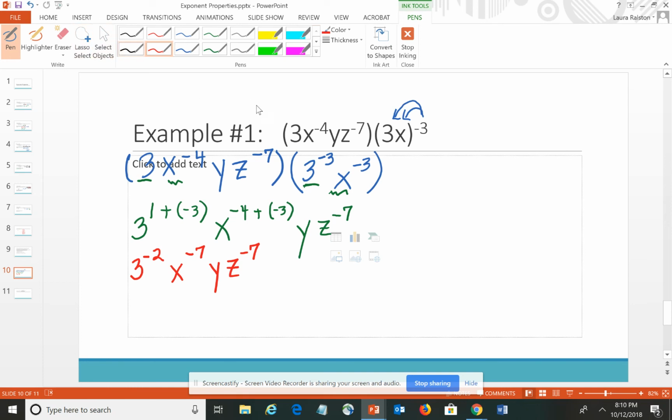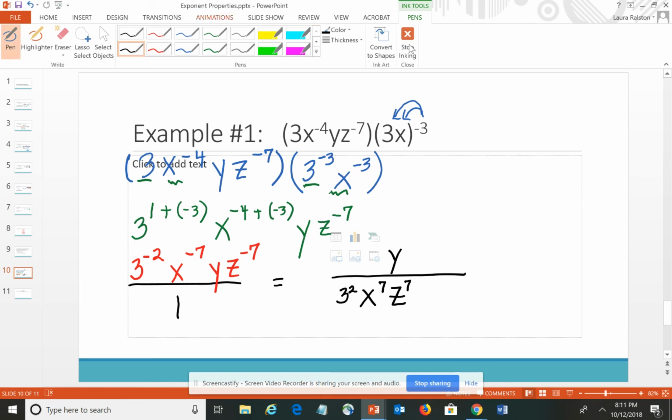Finally, in the last step, I need to deal with all of the negative exponents. Since they're kind of like in a numerator, because remember, this whole expression is over 1, I need to move them down in order to make them positive. So I'm going to move 3 squared to the denominator, x to the 7th, and notice how my exponents become positive, and z to the 7th. The y has a positive exponent, so it stays in the numerator.